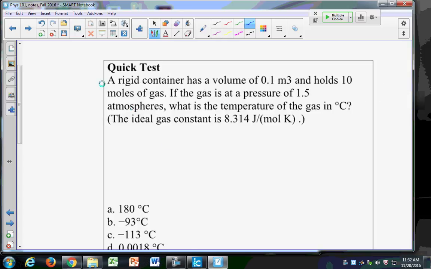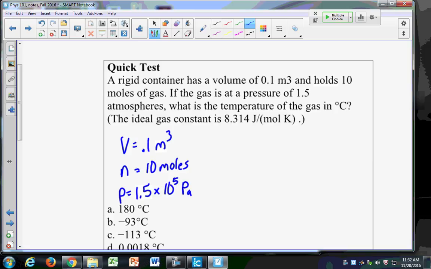I have this container. It has 0.1 cubic meters, so that's my volume. It holds 10 moles of gas. That's my N, which is 10 moles. The pressure is 1.5 atmospheres, but I need to convert that into pascals. So remember, 1 atmosphere is 100,000 pascals, so I'll convert that to 1.5 times 10 to the 5th pascals. And then I want to know what is the temperature. So I say PV equals nRT.